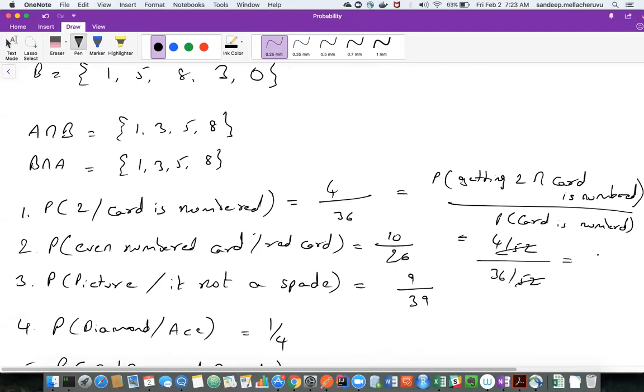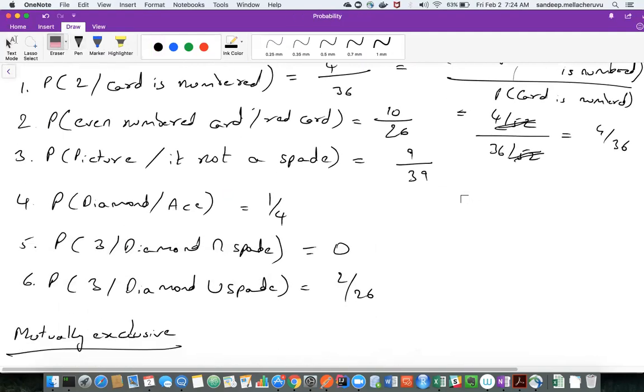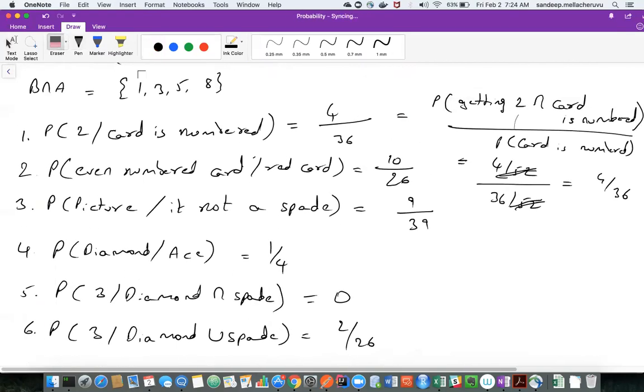These two will get cancelled. It will become 4 by 36. So whether you reduce the sample space and directly write the answer, or use the formula to find the answer, both will be the same. Only the denominators will get cancelled if you use the formula. Are you clear? Yes, sir. It's the same here also: if you use the formula, it will become 10 by 52 by 26 by 52. Even here, 9 by 52 by 39 by 52. That's how you get it.